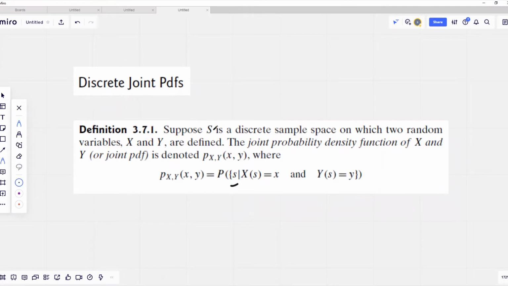So we have a sample space where our random variables x and y are defined. Then a joint probability density function of x and y is defined as follows. So p of x, y is equal to the probability of such outcomes small s in our sample space, such that random variable x at that outcome small s is equal to the value of small x, and random variable y at that outcome small s is equal to small y.